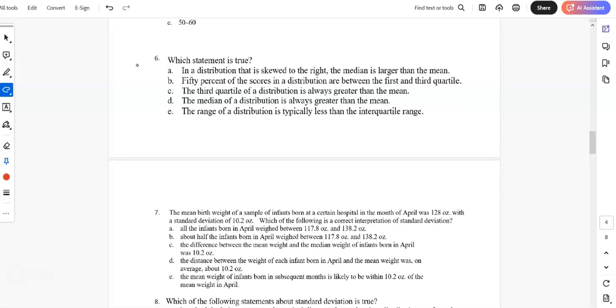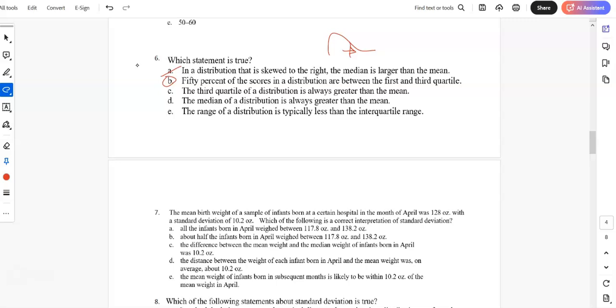Which statement is true? In a distribution that is skewed to the right, the median is larger than the mean. Well, that's not true. If it's skewed right, the mean gets pulled with the skew. So 50% of scores in a distribution are between the first and third quartile. That seems true. This middle 50% is between the first and third quartile.